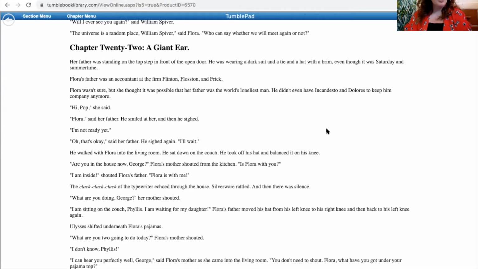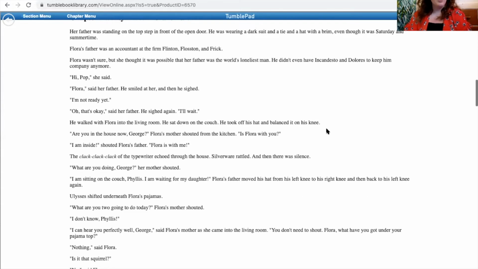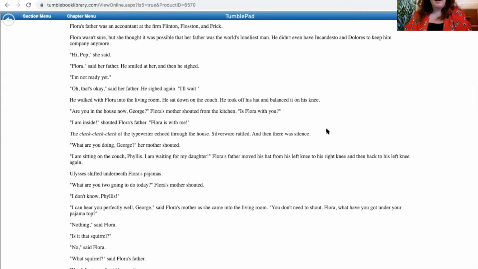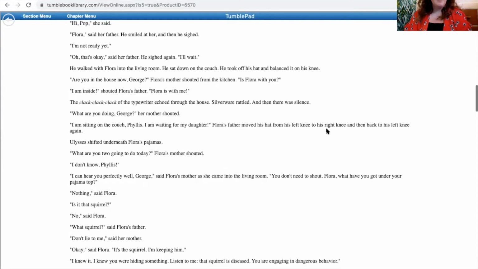Are you in the house now, George? Flora's mother shouted from the kitchen. Is Flora with you? I'm inside, shouted Flora's father. Flora is with me. The clack, clack, clack of the typewriter echoed through the house. Silverware rattled, and then there was silence. What are you doing here, George? Her mother shouted. I'm sitting on the couch, Phyllis. I'm waiting for my daughter. Flora's father moved his hat from his left knee to his right knee, and then back to his left knee again. Ulysses shifted underneath Flora's pajamas.